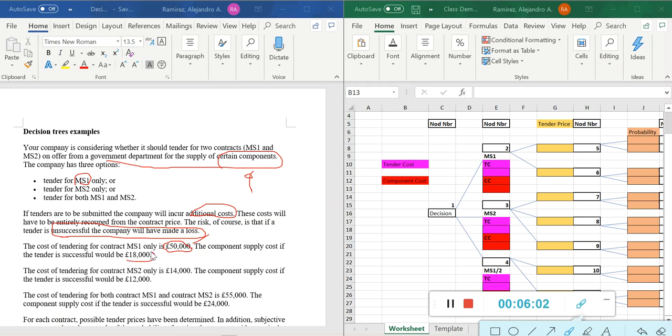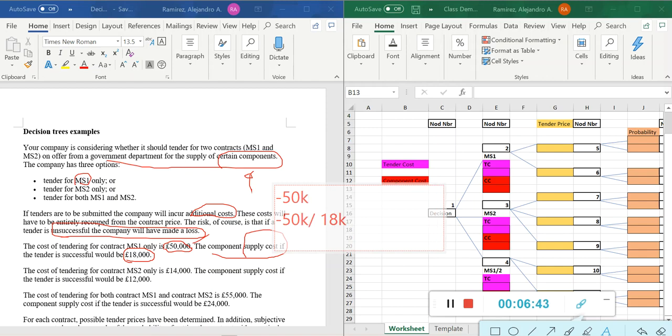Plus, I have to pay for the component supply cost, which is £18,000. So that means, give me a second. If I apply for this tender and it's unsuccessful, I'm gonna be minus £50,000. Yet, if it's successful, it's gonna be minus 50 plus the cost of material, which is 18,000. Let me put K for 1,000. K stands for 1,000.